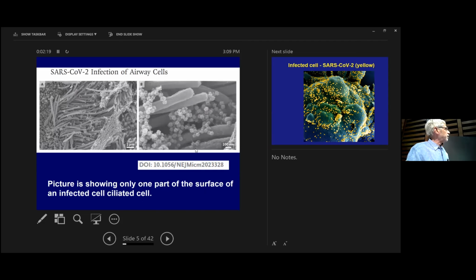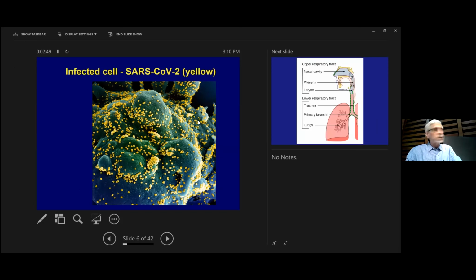This is an electron micrograph taken from the New England Journal of Medicine, where experimentalists got human airway epithelial cells, which have cilia on them. These cilia beat and move mucus up out of your throat. And all of these tiny little particles, maybe here seen in the expanded view, I don't see my mouse very well, maybe you do, but all of these little spheres here on the right-hand side are virus particles. It's only one part of a cell.